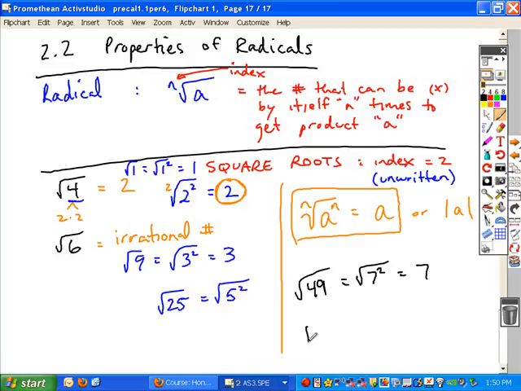I want you to look on page 13 at sample problem 7 and see if you can answer those questions. You should be able to answer them extremely fast, pretty much instantaneously, and we'll talk about it here in just a second.